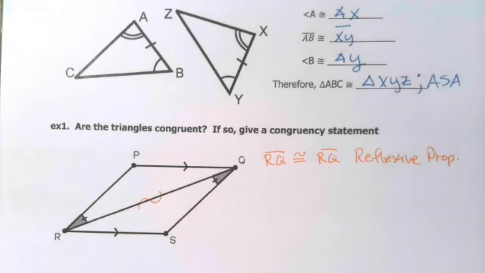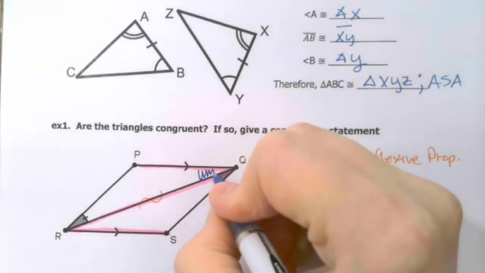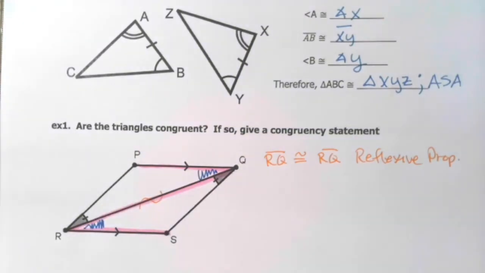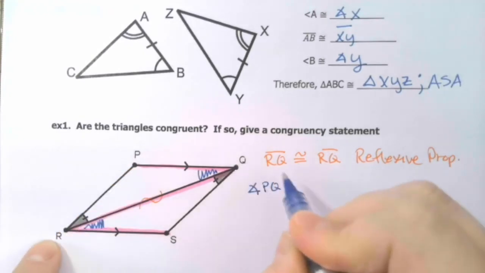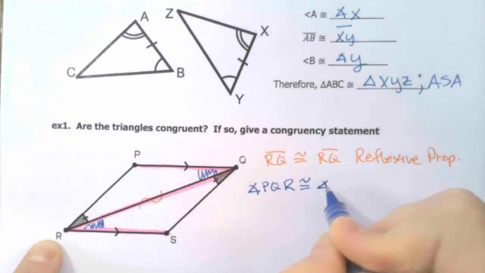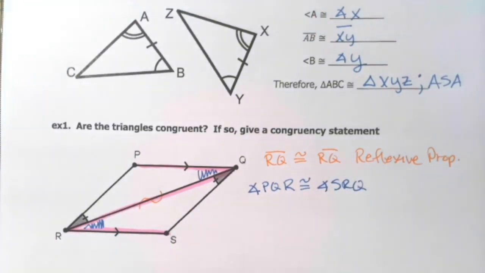And here's where we're going to use what we know about parallel lines cut by a transversal. We have PQ and RS as the parallels, and they are being cut by a transversal. One thing we know is that alternate interior angles have to be congruent. So we can say angle PQR is congruent to angle SRQ because alternate interior angles are congruent.